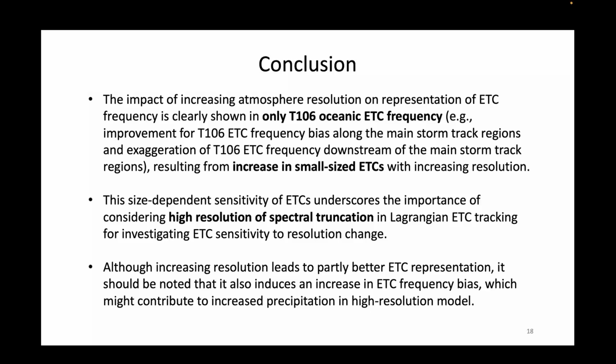Since these increased cyclones are mostly small size cyclones, which generally have shallow structure, the diabatic process, which is important for shallow cyclogenesis and development, could be a key for better cyclone representation in high resolution model. Additionally, the increase in these small size cyclones could contribute to increase in precipitation in high resolution model.